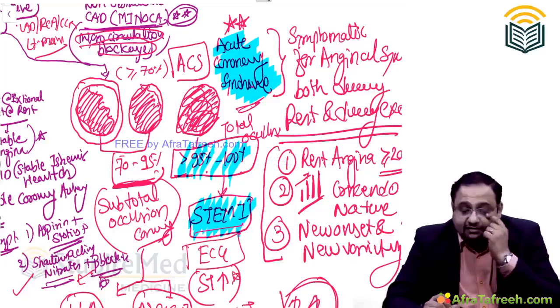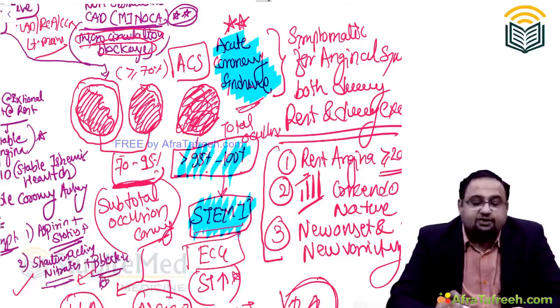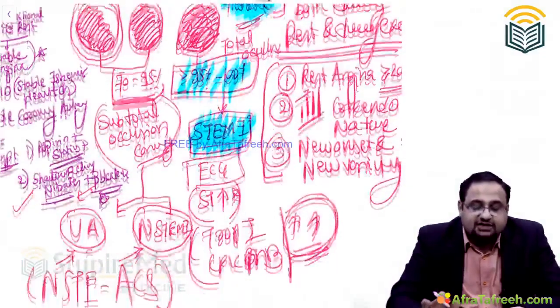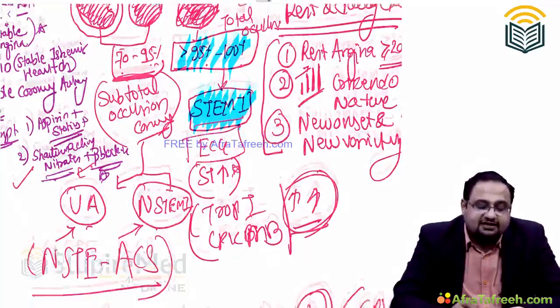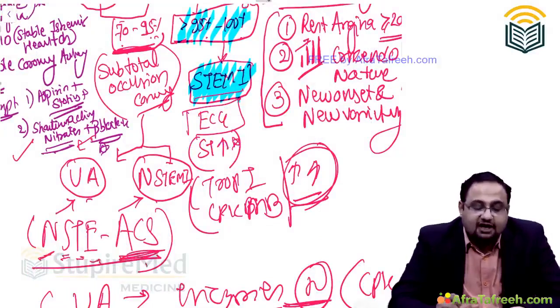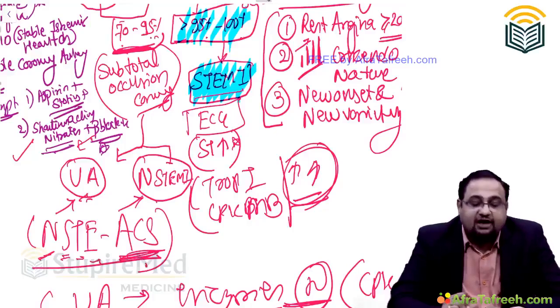And if the blockage is between 70 to 95%, that is subtotal occlusion, the ECG won't show any ST elevation. That is why it is labeled as non-ST segment elevation acute coronary syndrome. I repeat, non-ST segment elevation acute coronary syndrome, which includes unstable angina or non-ST segment elevation myocardial infarction.